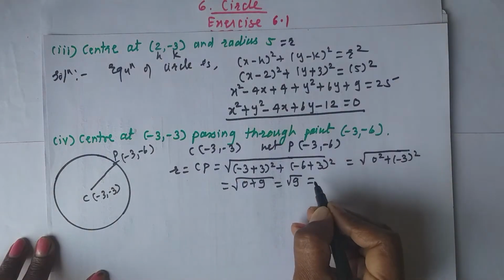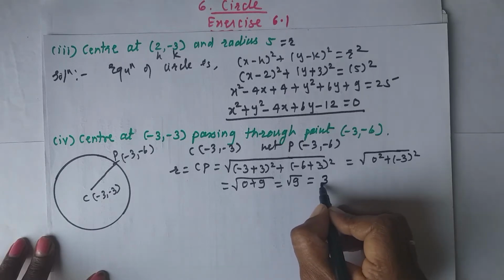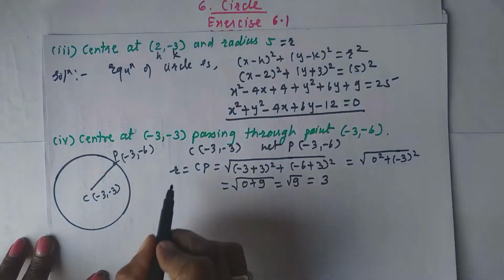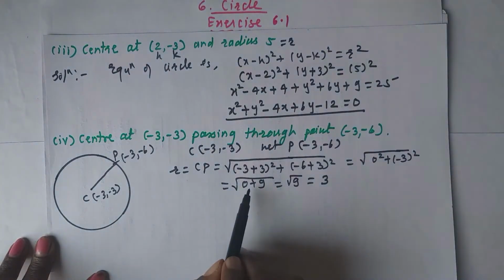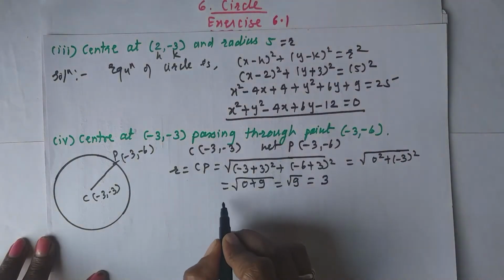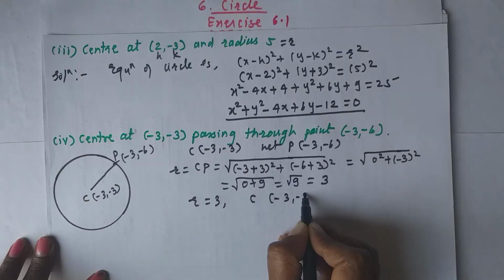And if here we are taking the square root, then don't take plus minus 3, only take plus 3, because this is the radius and radius never will be negative. If radius is negative, circle will not exist. Therefore, for distance, whenever you are taking the square root, take the positive value. Okay. Here r is 3 and center is minus 3 minus 3.